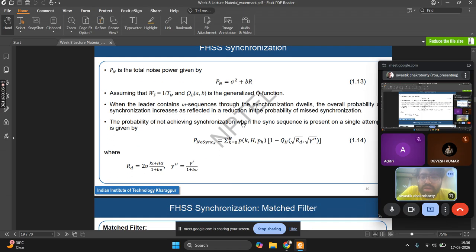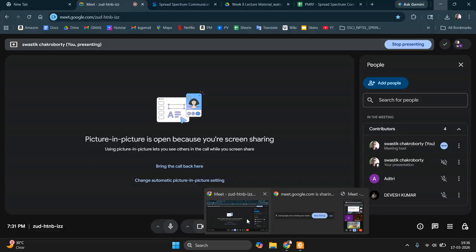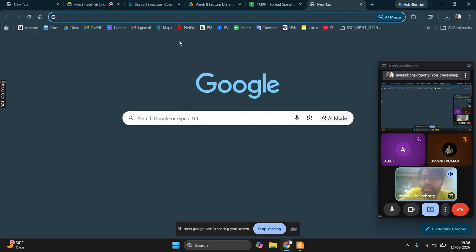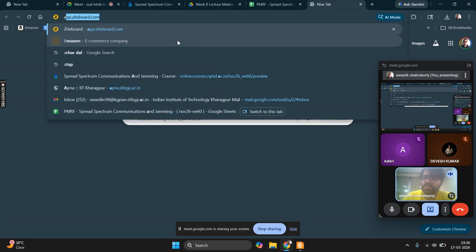Now the probability of not achieving synchronization when the sync sequence is present. So now we are doing a probability of misdetection. That is probability of false alarm, probability of misdetection. These are the two parts of the confusion matrix. So I think you are familiar with the confusion matrix. If not, I will still draw it once.